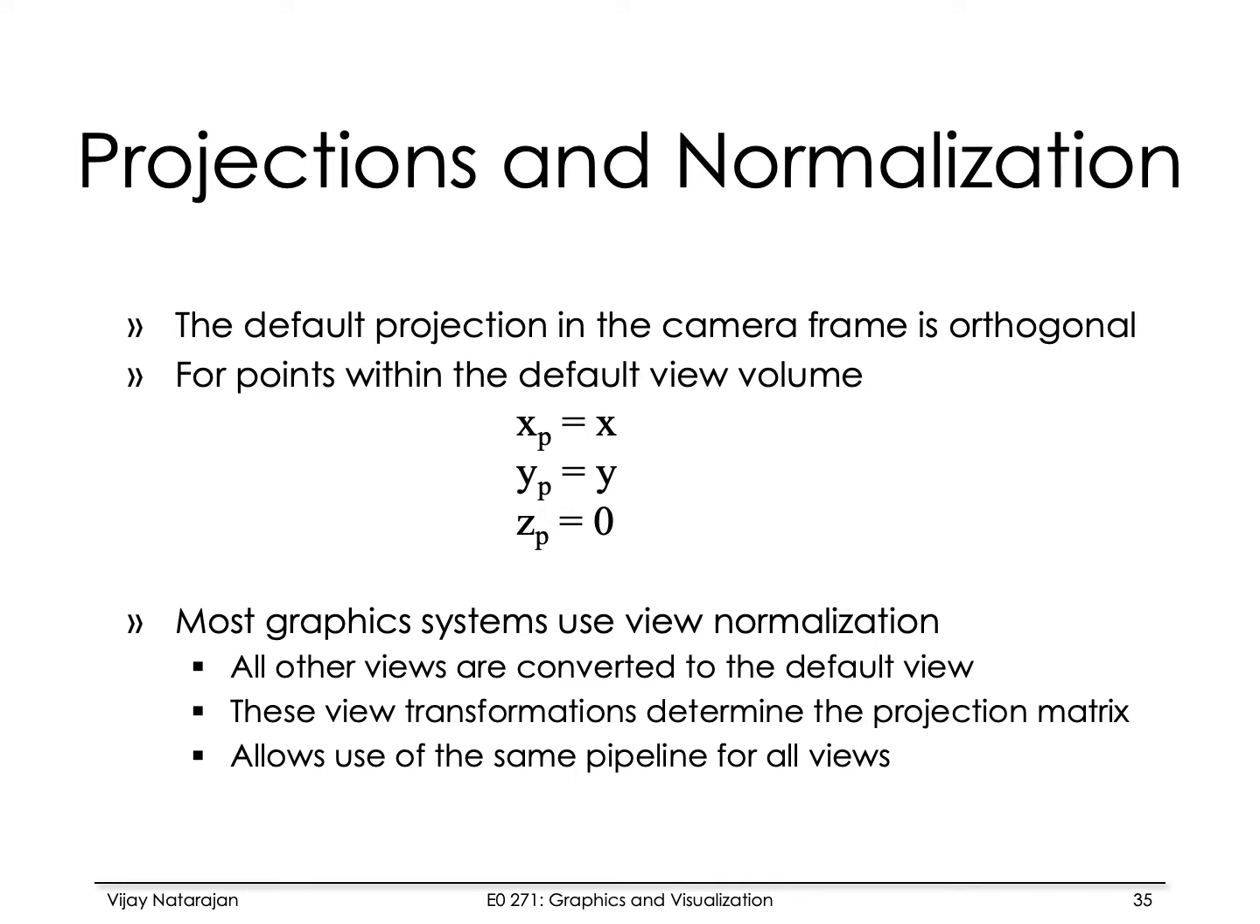So almost all graphics systems employ something called view normalization. They would assume that the projection is orthogonal, but the way they would support other projections is by normalizing all other views so that they get converted to the default view. So these transformations that you need to apply, these normalization transformations, determine the projection matrix and hence allow the use of the same pipeline for all views.